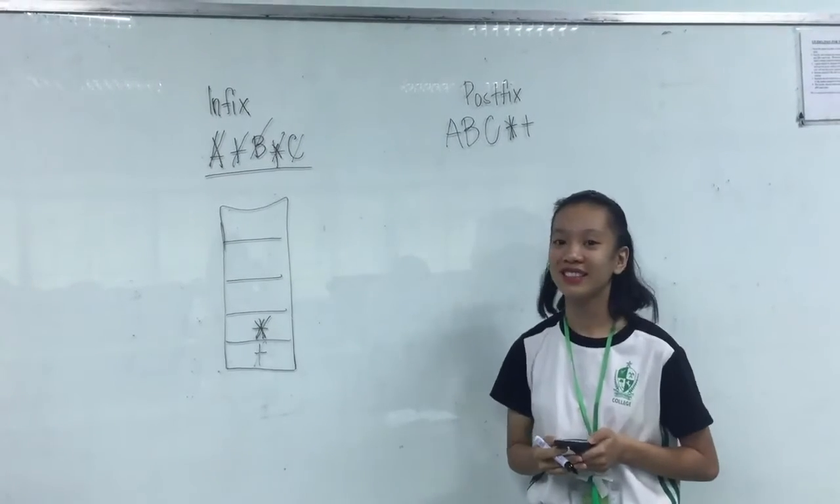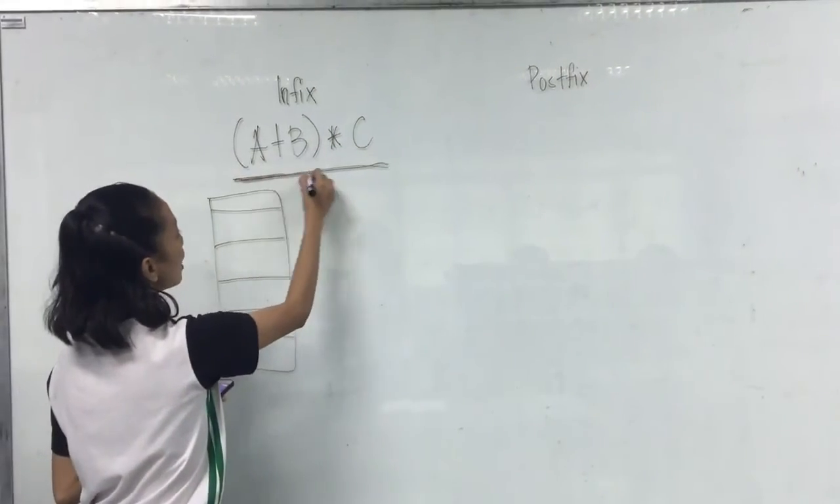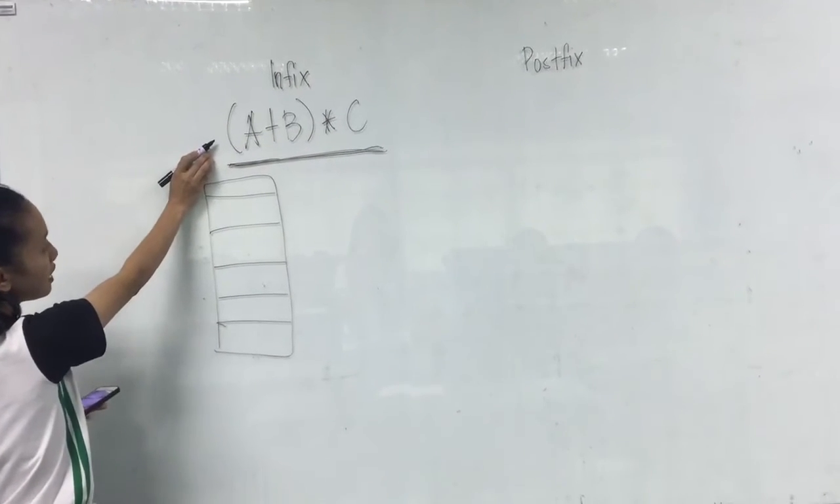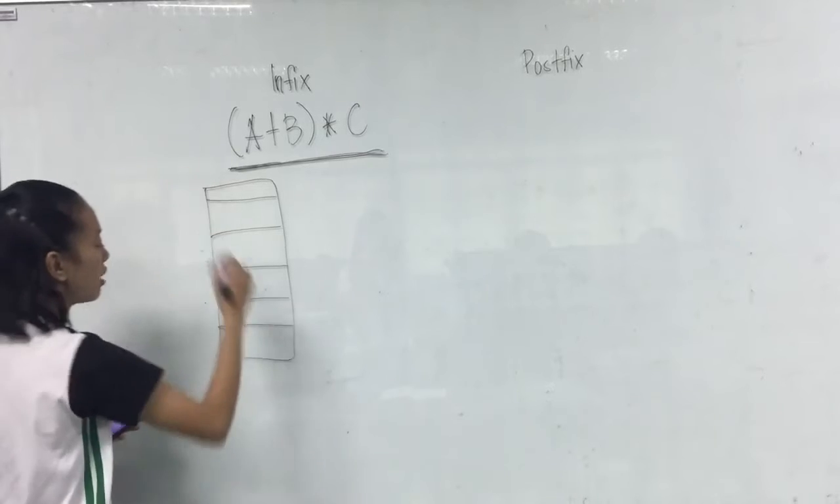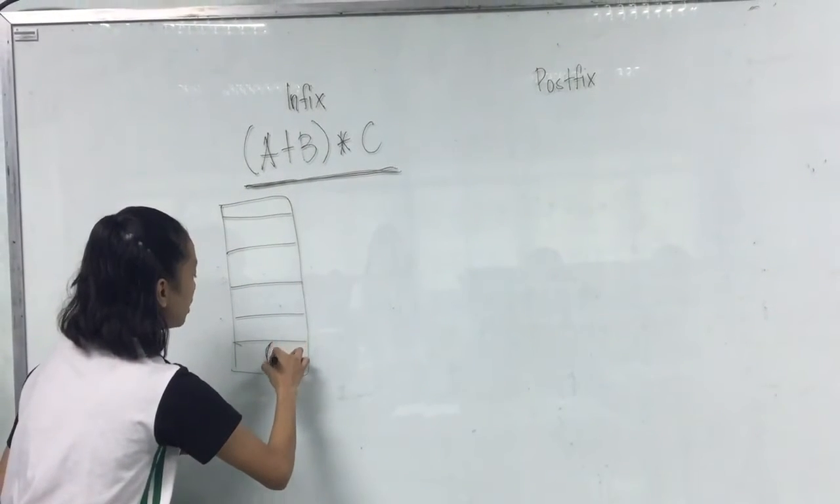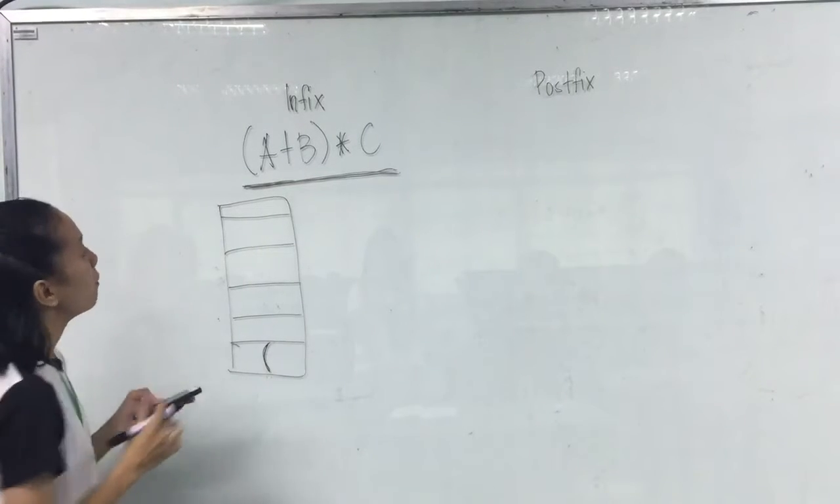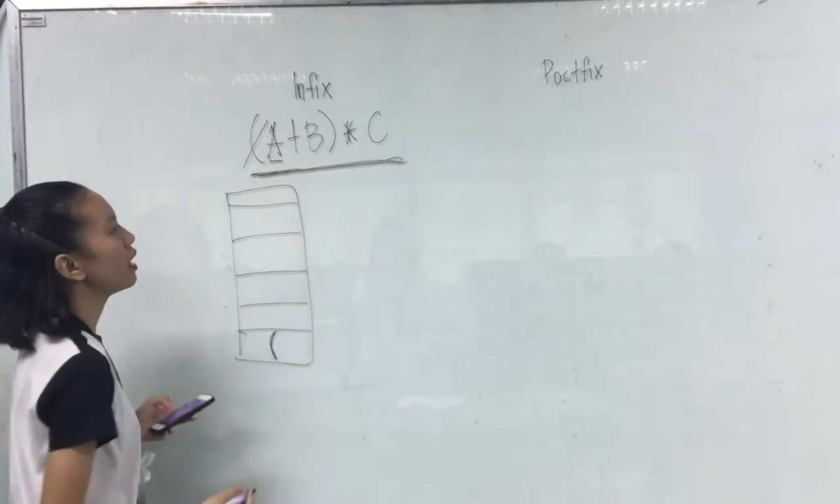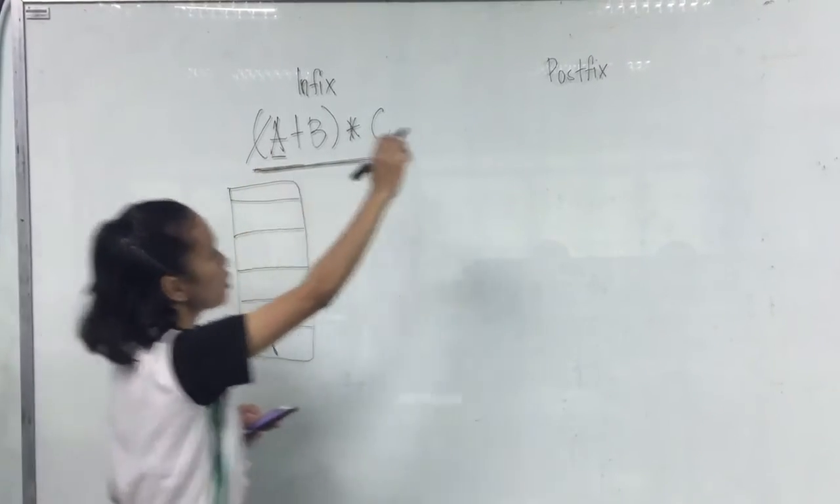Then, that's it. Here is the example. This is the infix notation. The first one is an open parenthesis. We must push it on the stack because parenthesis is the most powerful and has higher precedence. Now, the second one is letter A, which is an operand. So we must write it on the postfix notation.